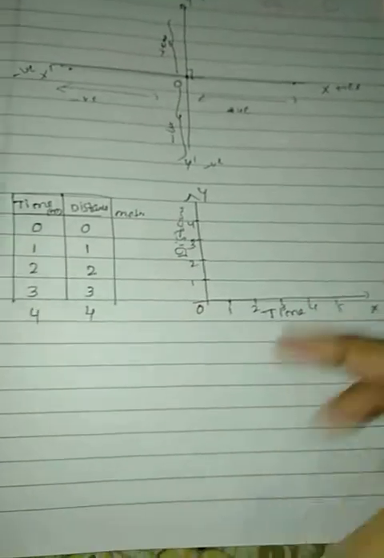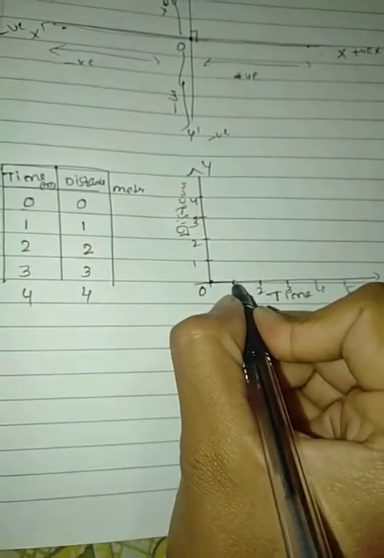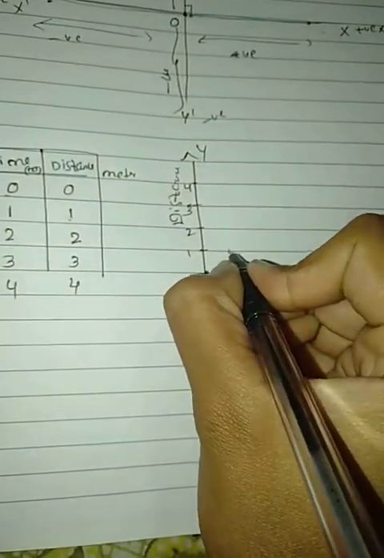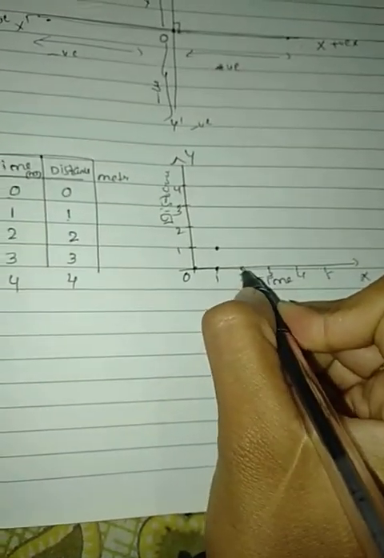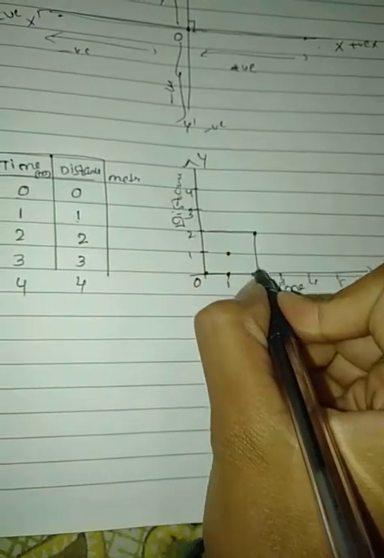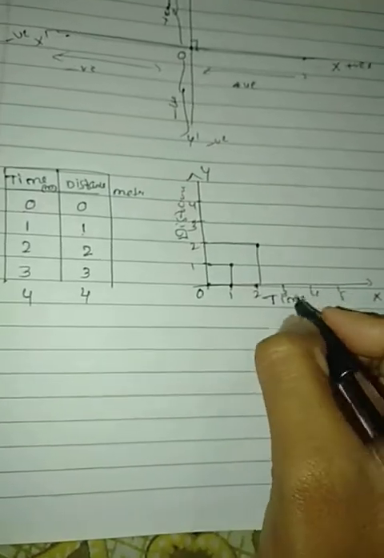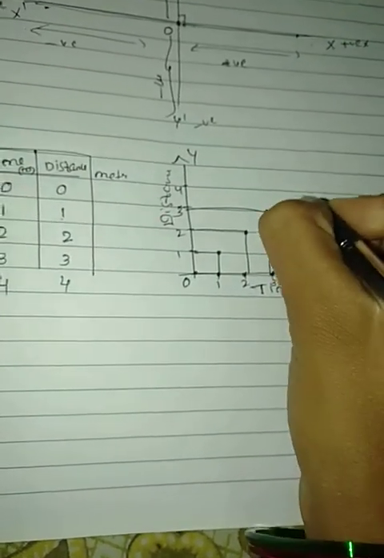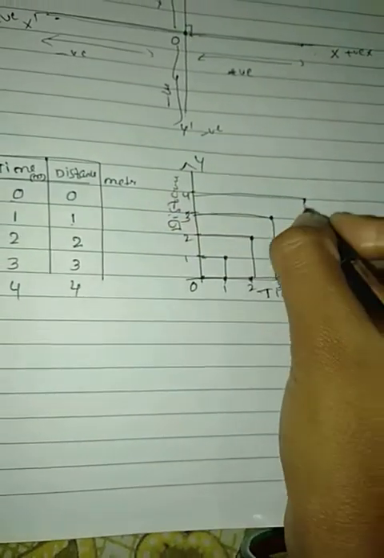So just representing these points on this graph. At 0, time is 0, distance is also 0. Here time is 1, distance is also 1. See, the time is 2 minutes, so the car covers a distance of 2 meters. Yes, here. And at 3 minutes, the car covers 3 meters. Here. At 4 minutes, the car covers a distance of 4 meters. Here.